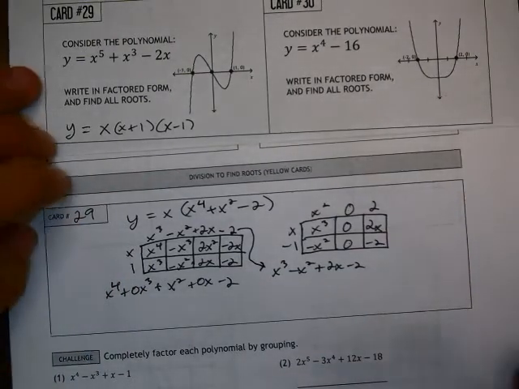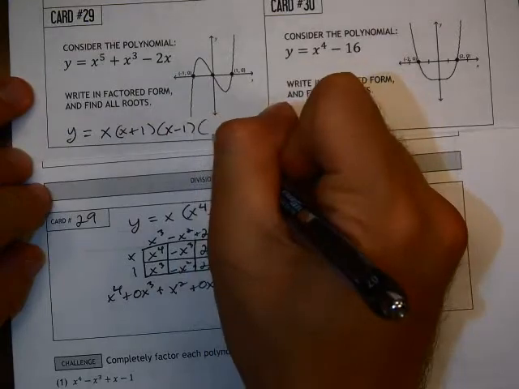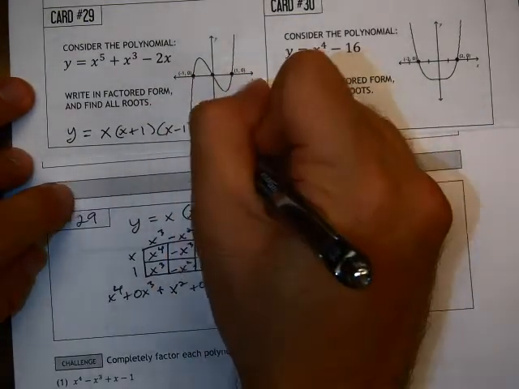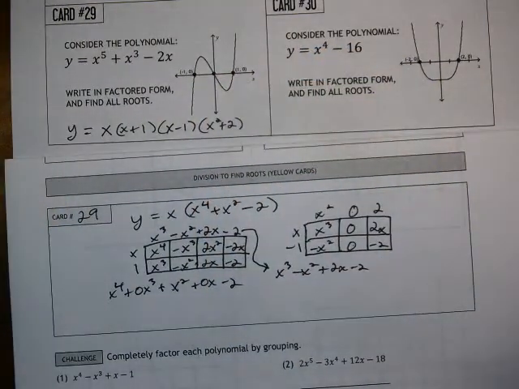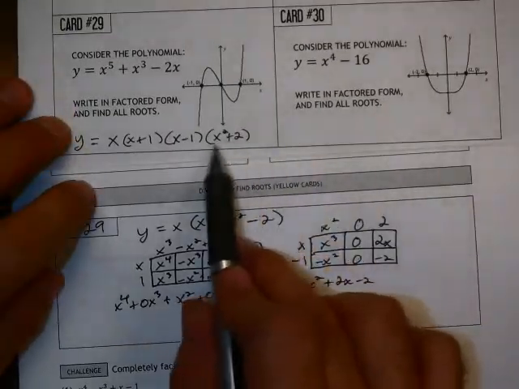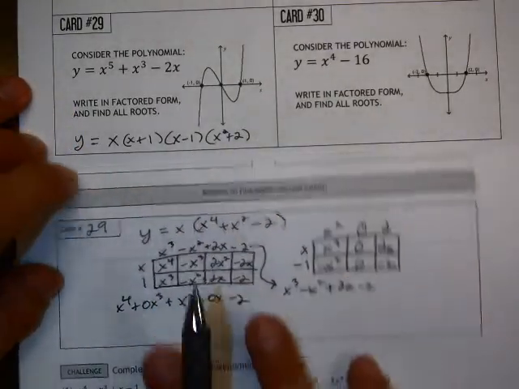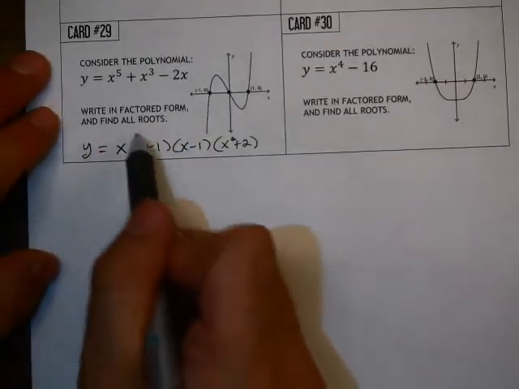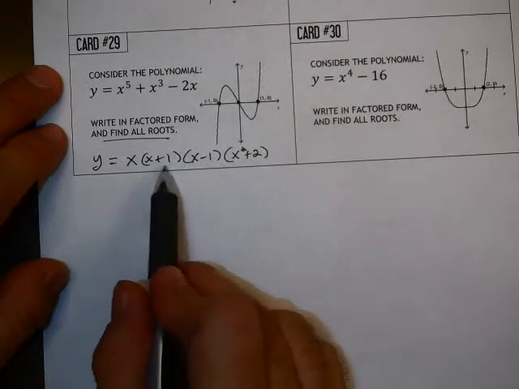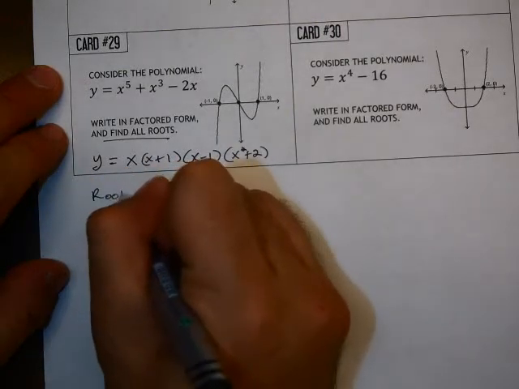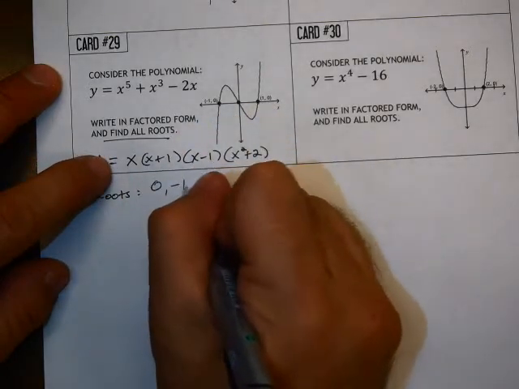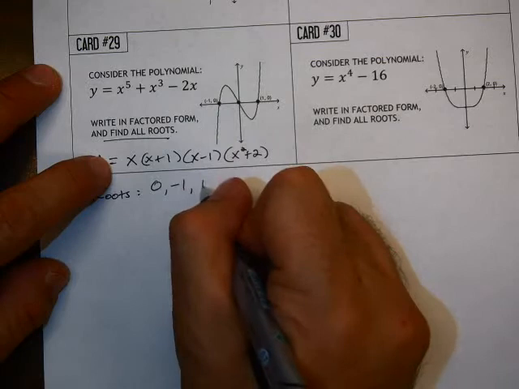So now, my factored form, after the x minus 1, the one factor that's missing is this x squared plus 2. So there's my factored form. I can't really factor x squared plus 2, so I've got to leave it like that. It does say to find all roots. We've got 3 roots that are easy from the graph and easy from these first 3 factors. So the roots are 0 from that origin point, negative 1 from that negative 1, positive 1 from that one.